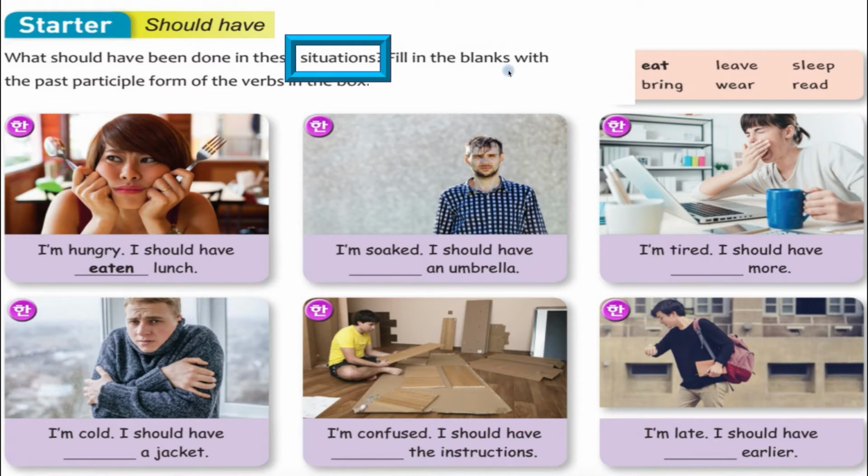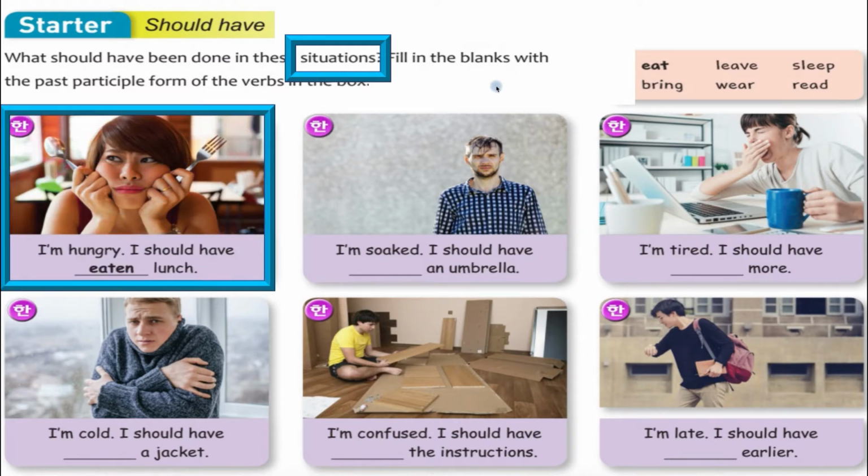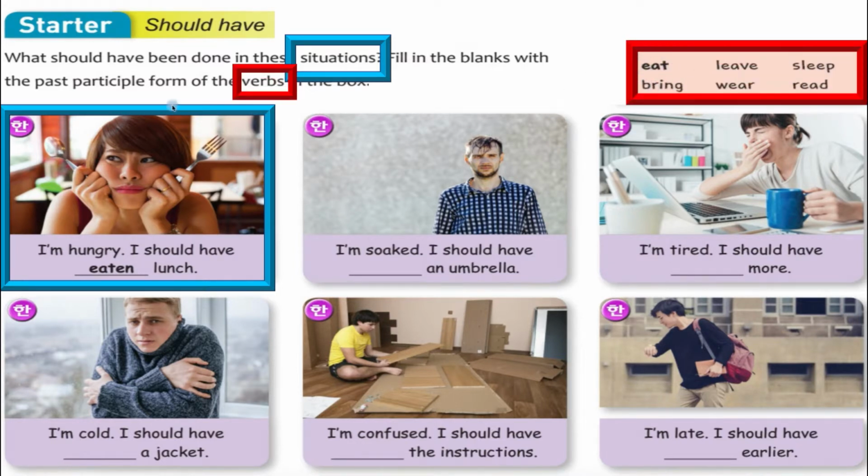As it says, fill in the blanks with the past participle form of the verbs. So this is for situation 1, and you can see it's filled in for you, which is related to the verb up here, eat, and is the past participle form of the verb eat. So eat is the base form of the verb, and here we are talking about the past participle because of the verb before it, have. Professor Neil, all these verbs given in this section, eat, leave, sleep, bring, wear, read, they're all irregular. Irregular verbs, yes. Wow, that makes it more difficult.